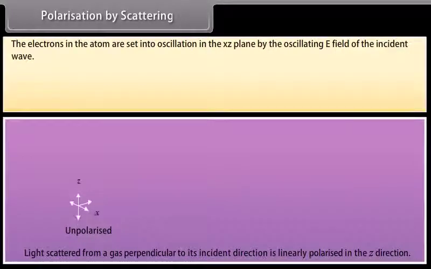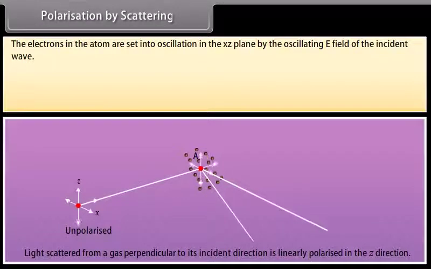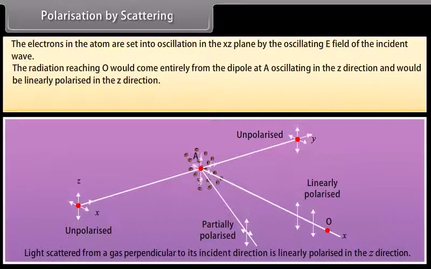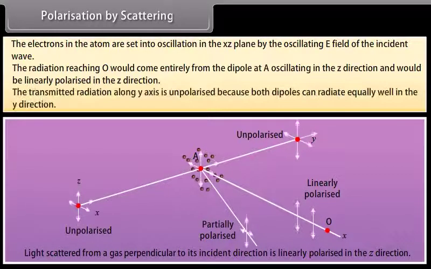Polarization by scattering. Consider unpolarized light traveling along the y-axis striking a gas atom at A. The electrons in the atom are set into oscillation in the xz plane by the oscillating E field of the incident wave. The radiation reaching O would come entirely from the dipole at A oscillating in the z direction and would be linearly polarized in the z direction. The transmitted radiation along the y-axis is unpolarized because both dipoles can radiate equally well in the y direction.